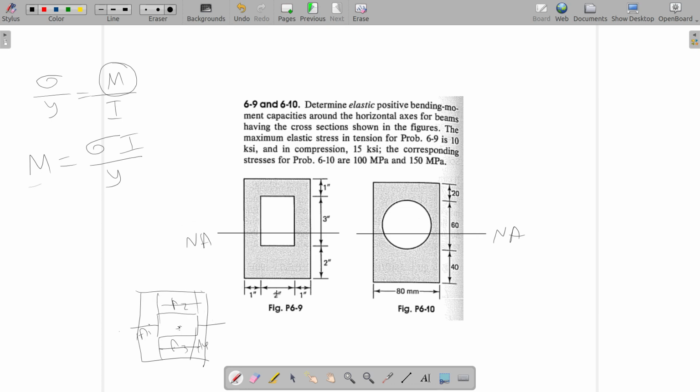Or I can take areas A1 and A2. A1 is the bigger area and A2 is the smaller area. I can subtract A2 from A1 to get this area, right? The bigger area minus the smaller area. So that's another approach. So using that approach also you can calculate the location of the neutral axis.